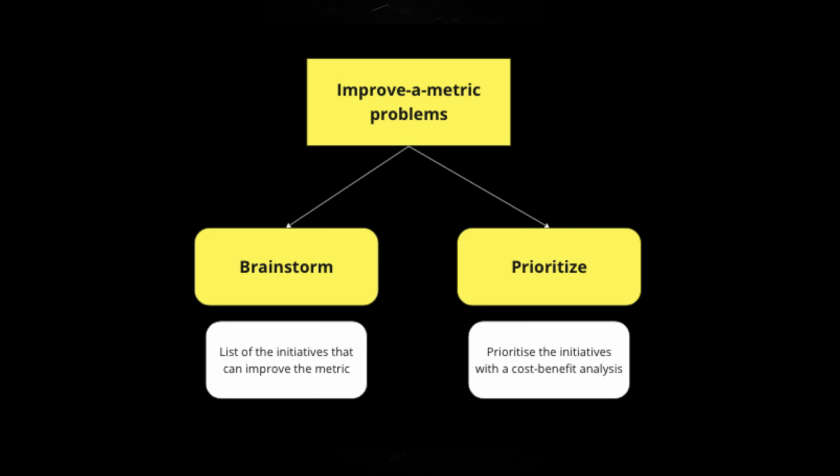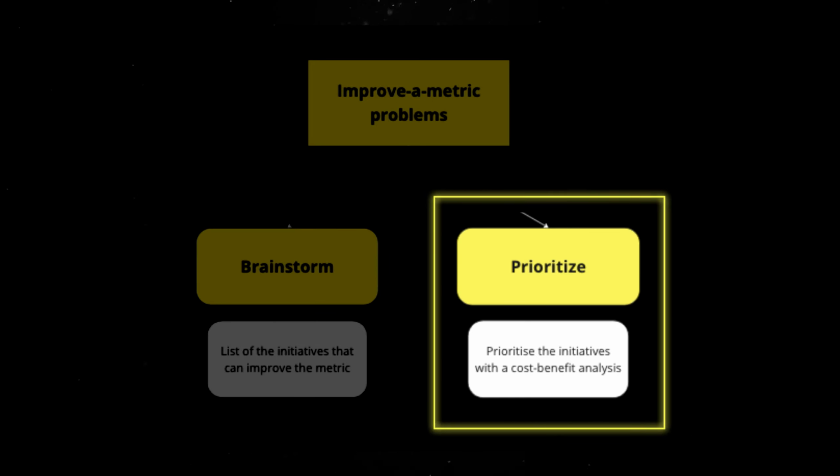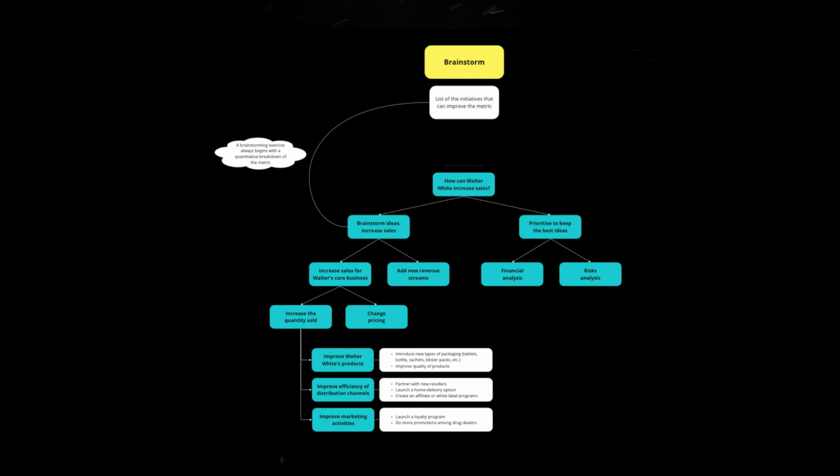And to approach this type of problems, you must brainstorm, which means list all the potential initiatives that can impact the metric, and prioritize, which means estimate the impact of these initiatives on the metric. Here is an example of how to approach our Walter White case.